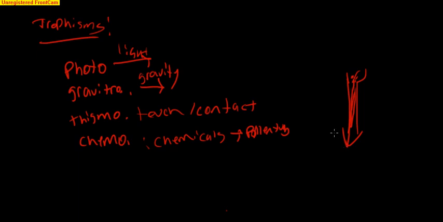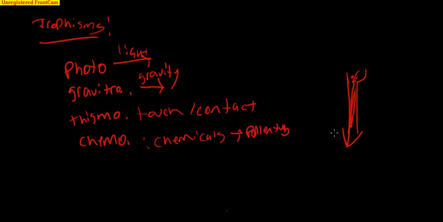Balanced chemical equation for photosynthesis. I'm not going to write this down. I'm just going to tell it to you. 6 carbon dioxides plus 12 waters with sunlight produce a glucose molecule, 6 oxygens released to the atmosphere and 6 waters, in case you need to know that.